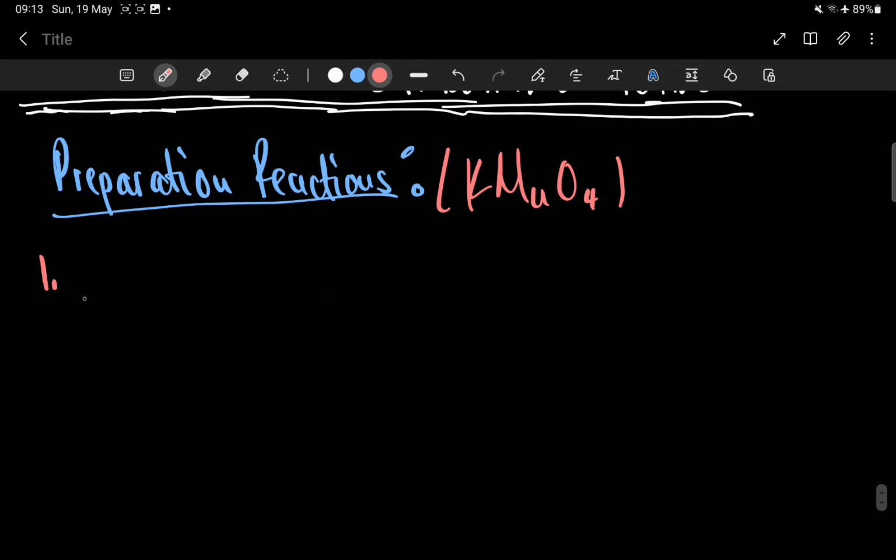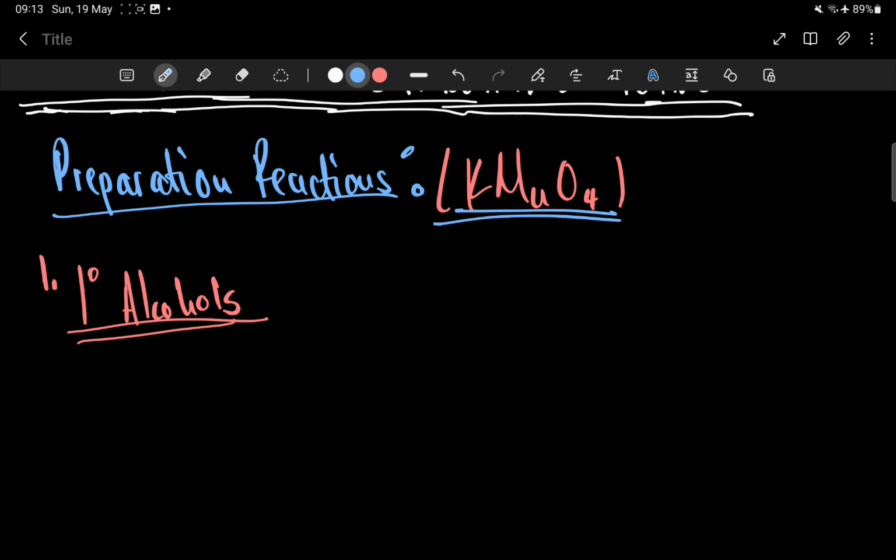The first one is we'll be using primary alcohols. Any primary alcohol that you see us oxidizing with KMnO4, then obviously we are going to carboxylic acid, because if we wanted an aldehyde, we would use Swern oxidation or we would use PCC. Basically. So now let's go for it.